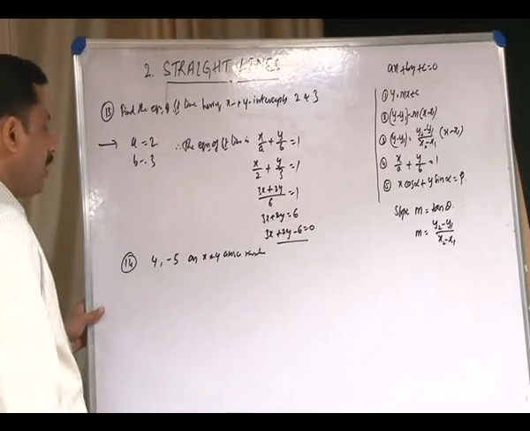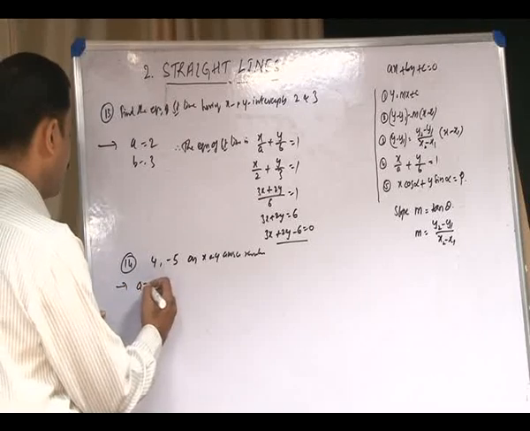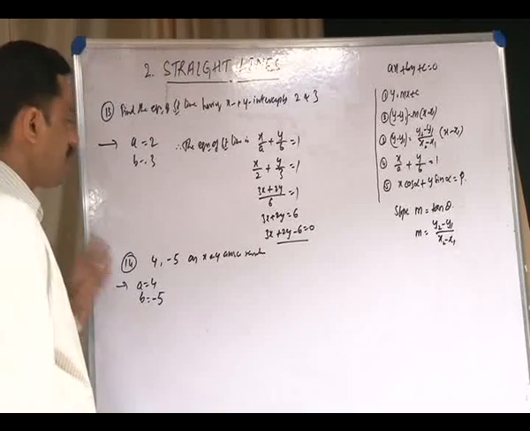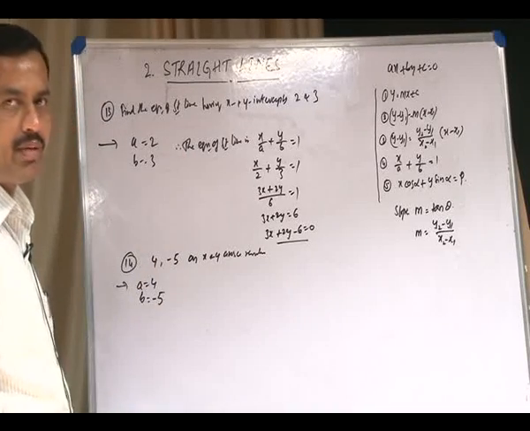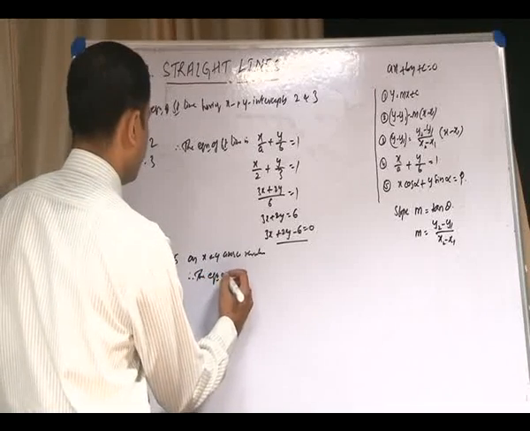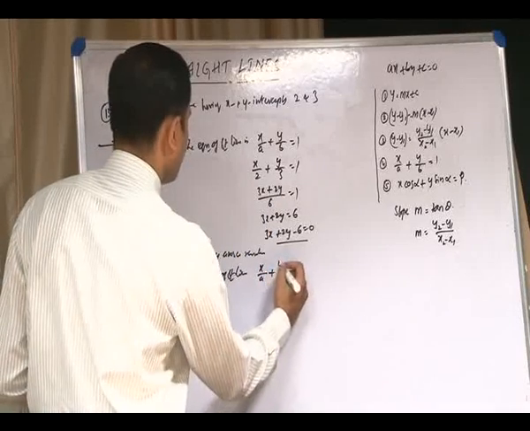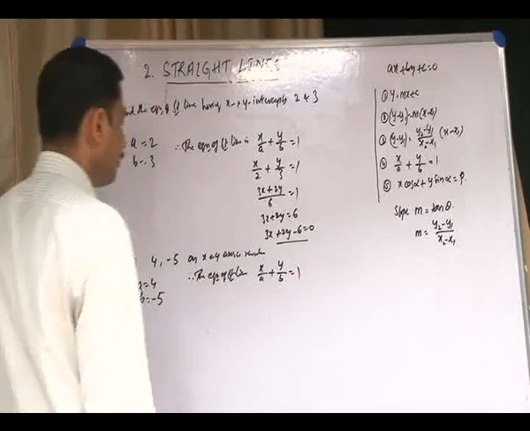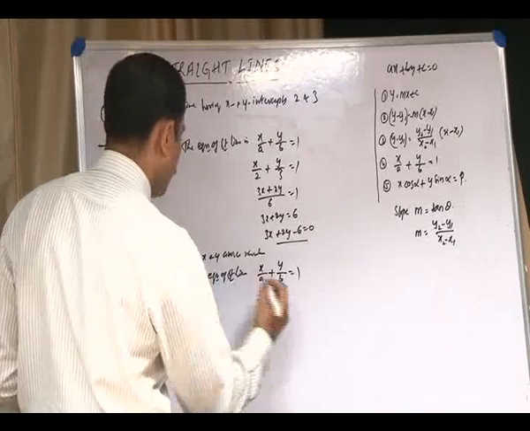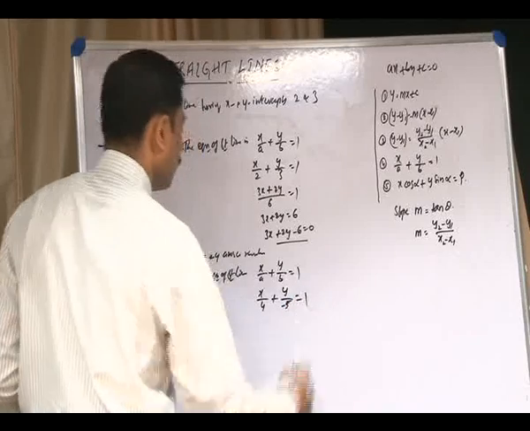So, which cuts and intercepts 4 and minus 5 andre, in this x intercept a is equal to 4 and y intercept b is equal to minus 5. So, intercepts kottidare, you have to find the equation of the straight line by using intercept form only. Therefore, the equation of straight line is x by a plus y by b is equal to 1. So, a and b values in a substitute madare, we get x by a is 4 plus y by b is minus 5 is equal to 1.